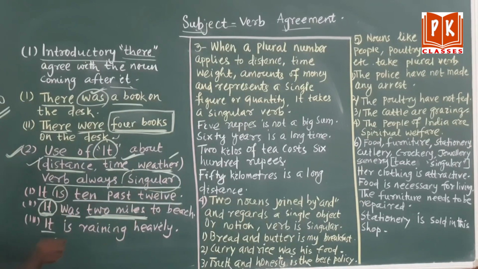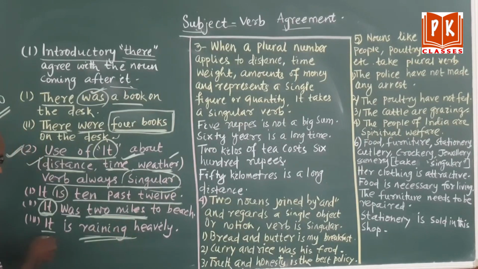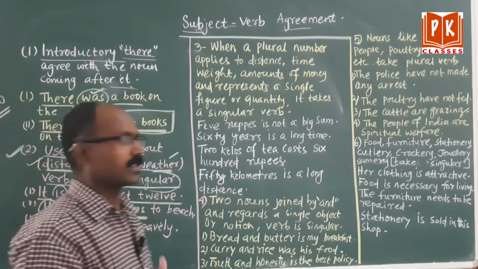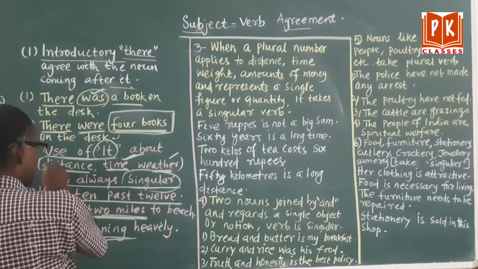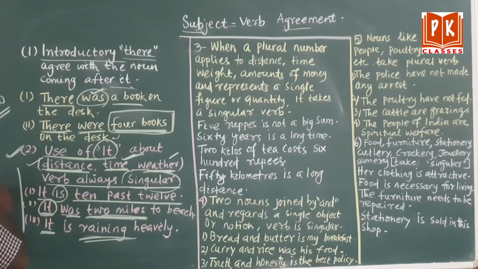Okay. Then, it is raining heavily. It is raining heavily. That means weather. Please remember, if you are using it and it indicates distance, time, or weather, the verb will be singular. Clear?